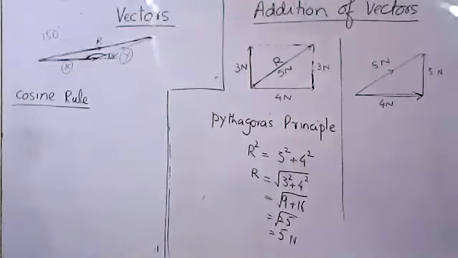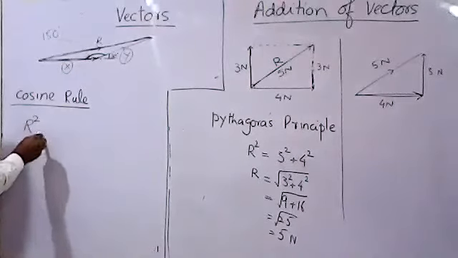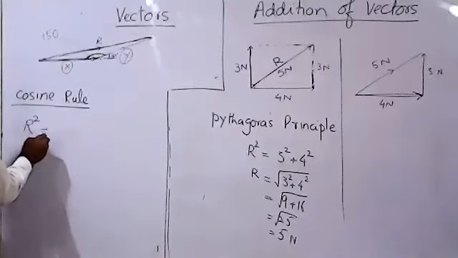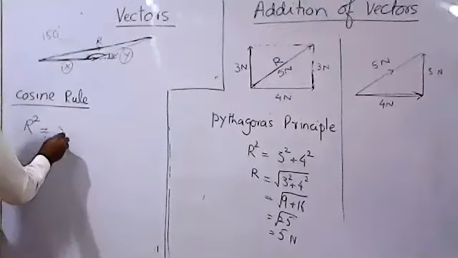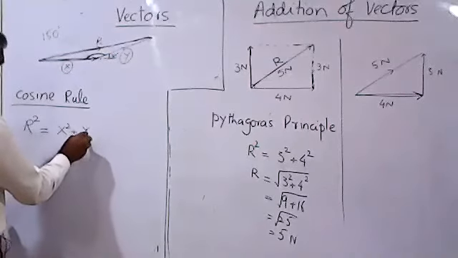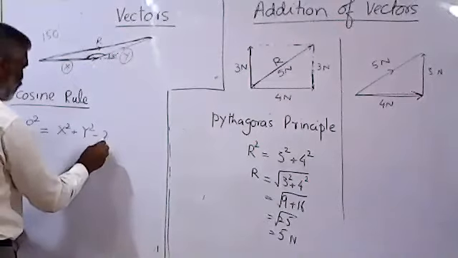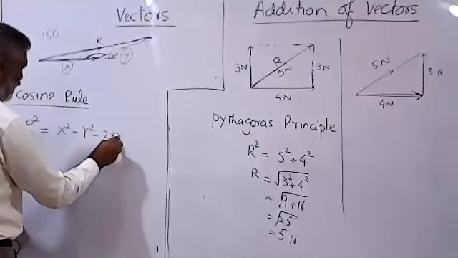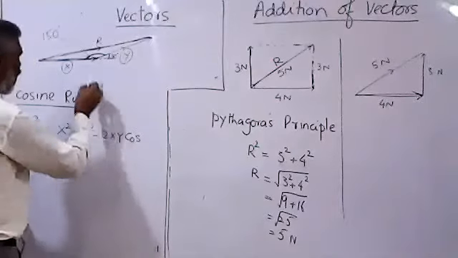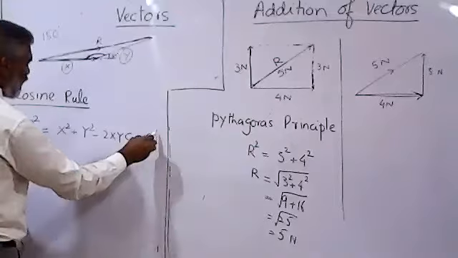So cosine rule can be written as r square, which means square of the resultant vector. This is equal to square of the magnitude of one vector plus square of the magnitude of the other vector y minus 2 times x into y cos of the angle opposite to the resultant, which is 150 degree in this case.